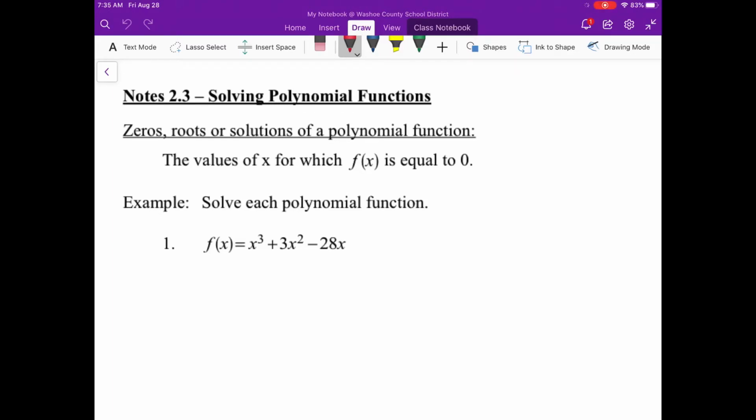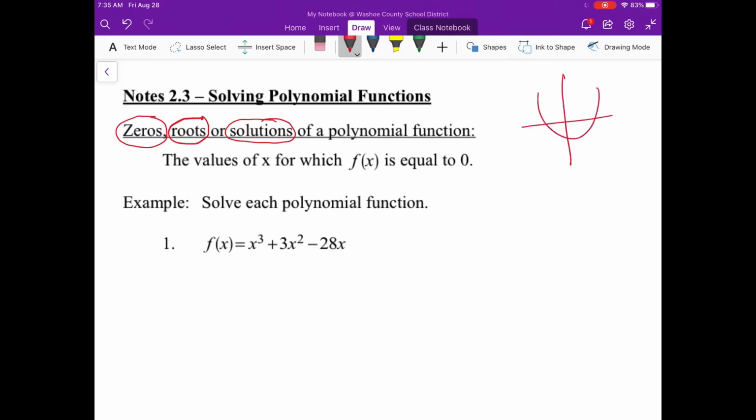Right, this video will show you how to solve polynomial functions. And solving polynomial functions means several things. I could ask you to find the zeros of a function, I could ask you to find the roots of a function, or I could ask you to find the solutions of a function. All of these things mean the same thing.